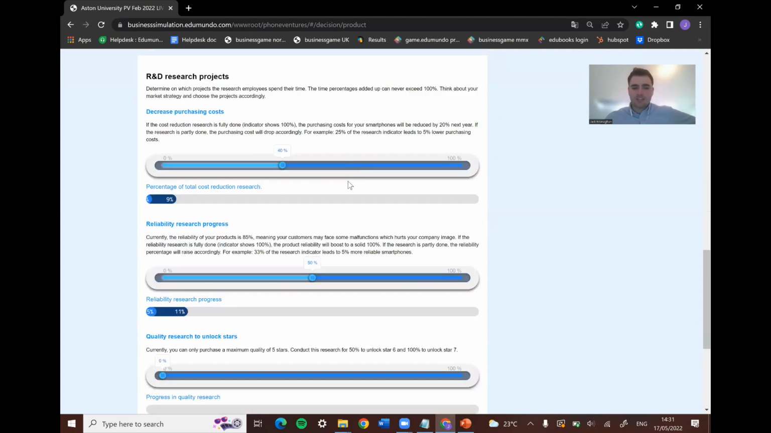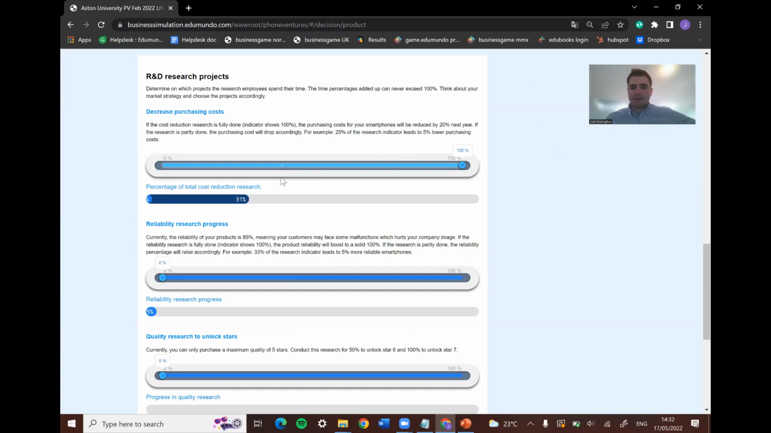Regarding the research projects, you ultimately want to adjust this slider. This slider represents the amount of time you wish researchers to spend on any one project. Therefore, you cannot exceed over 100%. So you can choose to maybe spend 50% of your time on 2 projects, maybe 100% of your time on just 1 project. It's entirely up to you as to how you wish to split it up.